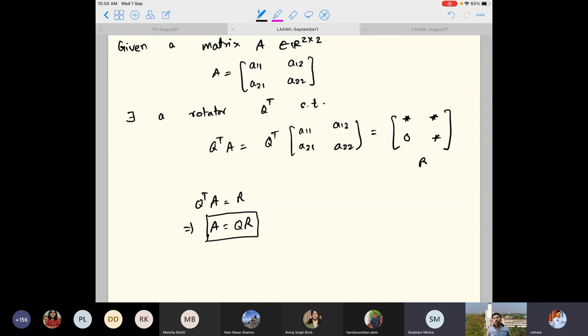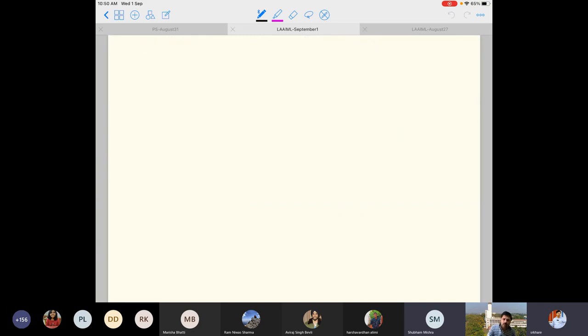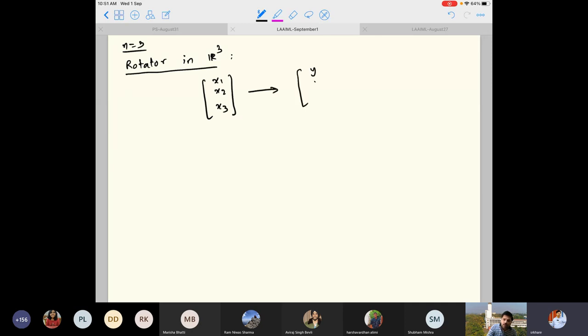So what will you do? Suppose I take n equal to 3, for example. Again I want a rotator, a rotator in R3. What should that rotator do? Suppose x1, x2, x3 is a vector in R3. What do I want it to go to? I want it to go to y, 0, 0. This is what I want. So how will I achieve this? That's the question I'm asking, using the concept that we derived here.